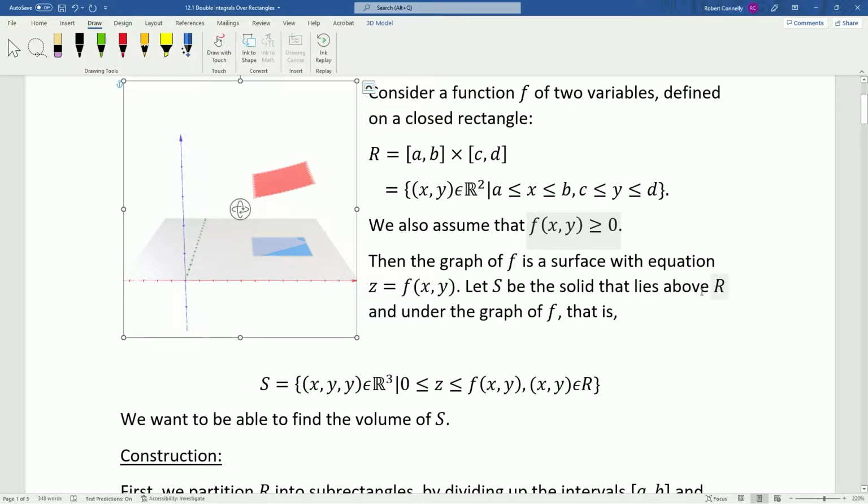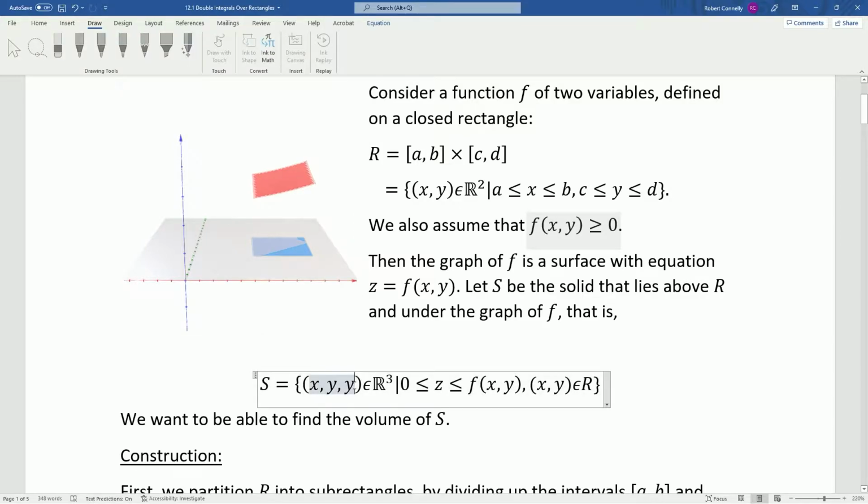Let S be the solid that lies above R, above the blue rectangle here, and under the graph of f. So, in other words, the solid with coordinates x, y, and z, where z is between 0 and f of xy, and xy is the set of all points in the rectangle.